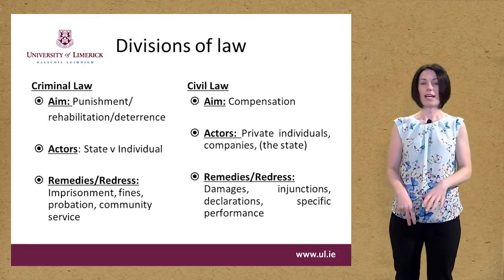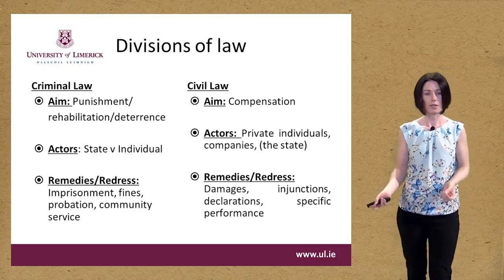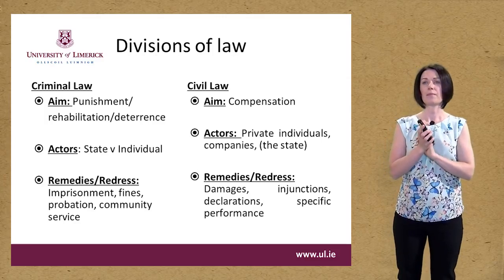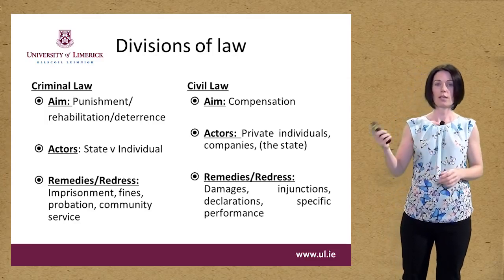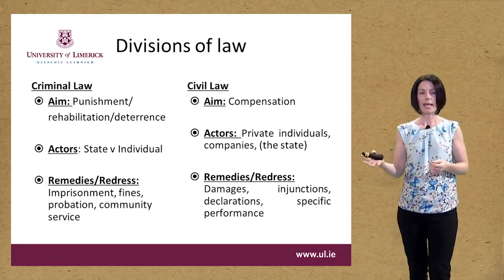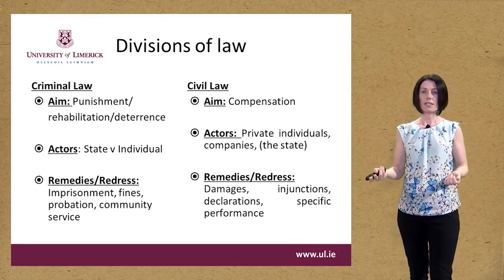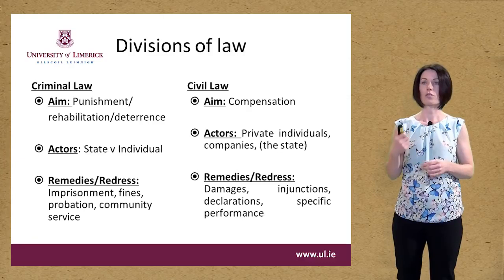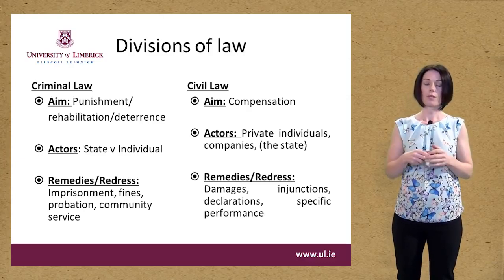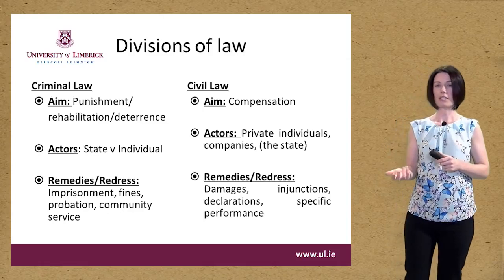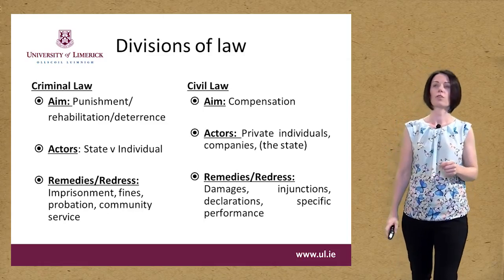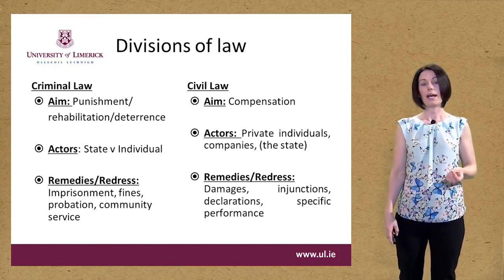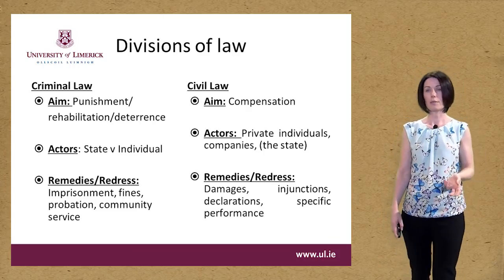So if we look then at the divisions between civil law and criminal law, and I've referred to these earlier, some of the main points here to allow you to differentiate between civil law and criminal law are the aim, the actors within each, and the remedies or redress that will be given by the court in these different areas of law. So in criminal law, the aim is punishment, rehabilitation or deterrence from criminal behaviour and criminal conduct. So it's generally punishment, which would lead to the remedies, which would generally be a fine or imprisonment.